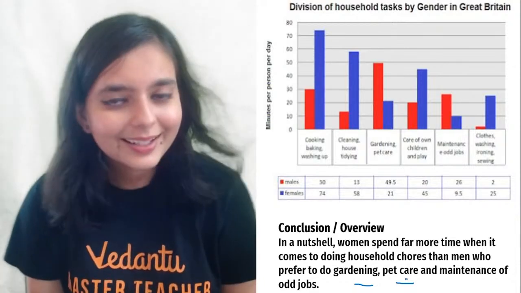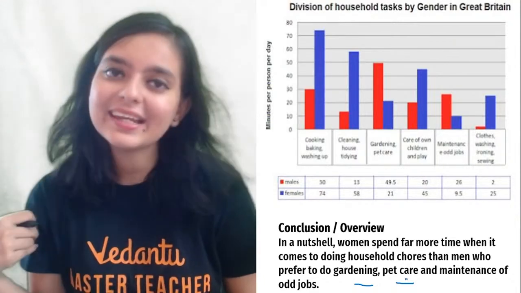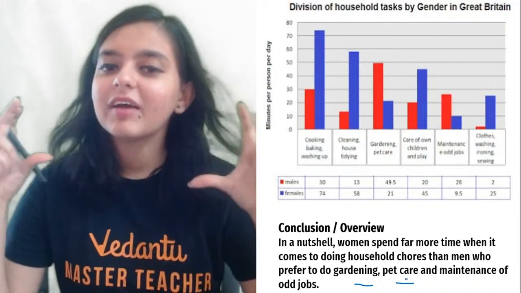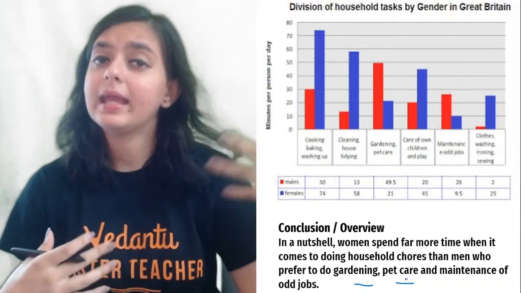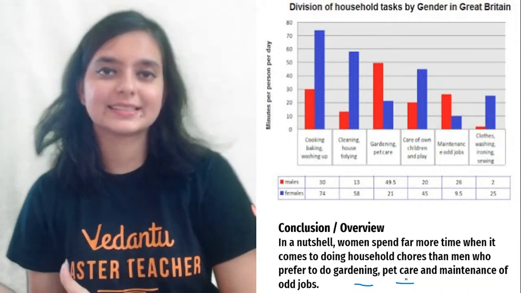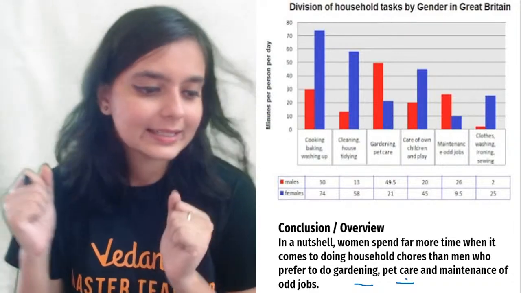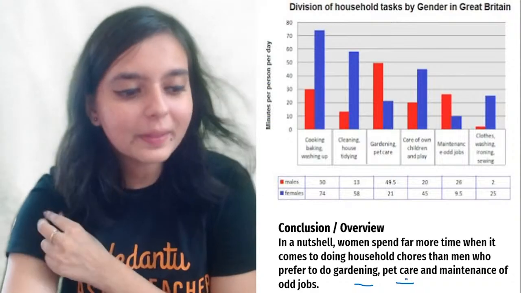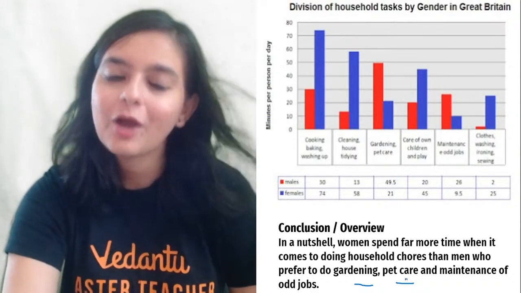That's all. That's all, right? So very simple. That is how you conclude. Just give an overview. Who is spending more time in what work and who is spending less time in what work. Simple? Simple? Yes or no? Now, would you be able to write it on your own?